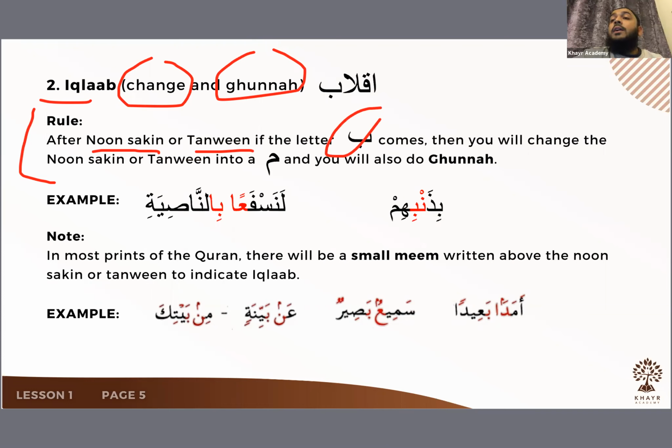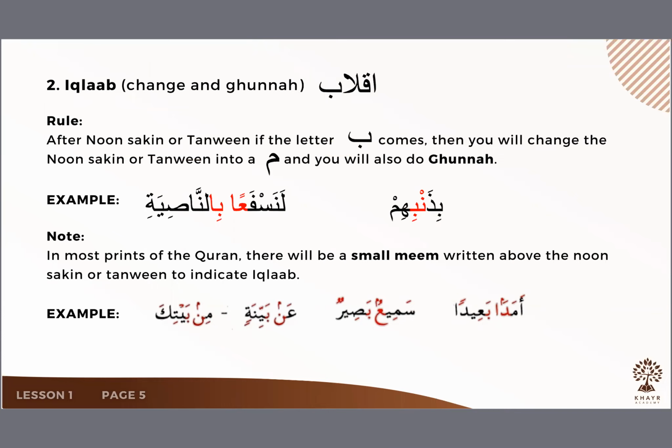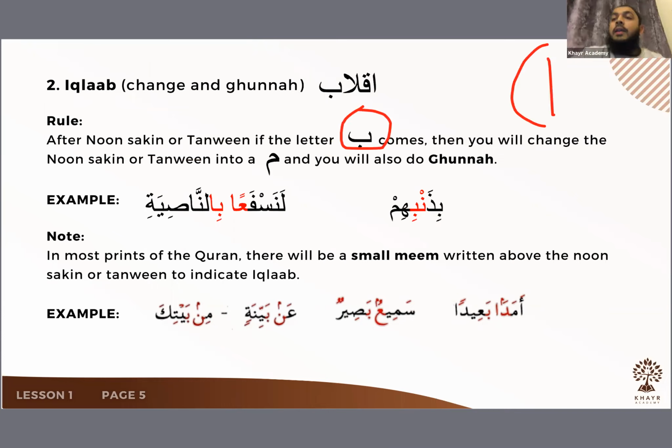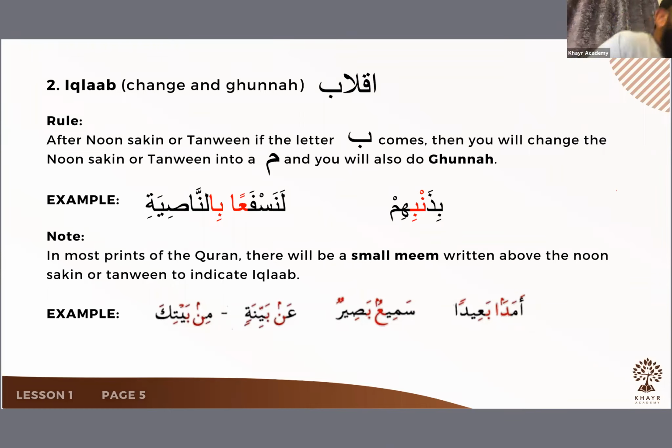If I ask you, brother Fahim, how many letters in iqlab? Just the ba, one. Yes, the one ba. And then if I ask brother Imran, what would you see in the Quran? Like, what would indicate that mim here? You'll see a small, tiny mim there in the Quran. Okay, mashallah, done. Let me go to the Quran.